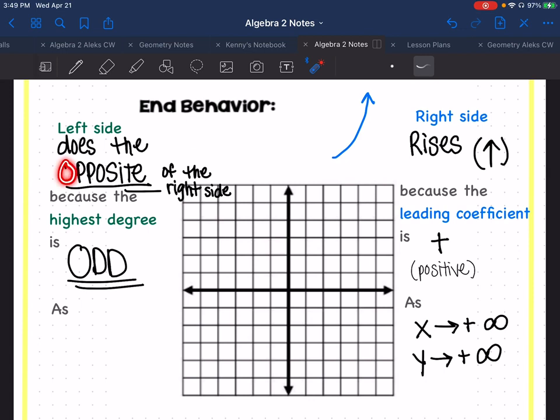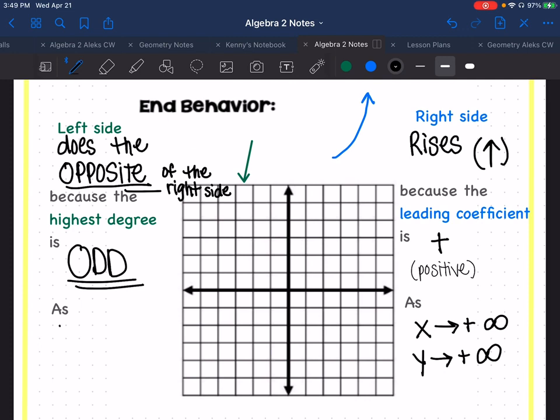Opposite and odd start with the same letter. And so that's how the math is trying to help me to remember what happens. So when it's odd, it does the opposite. So instead of rising, this one side is going to fall because that's the opposite of what it is doing.